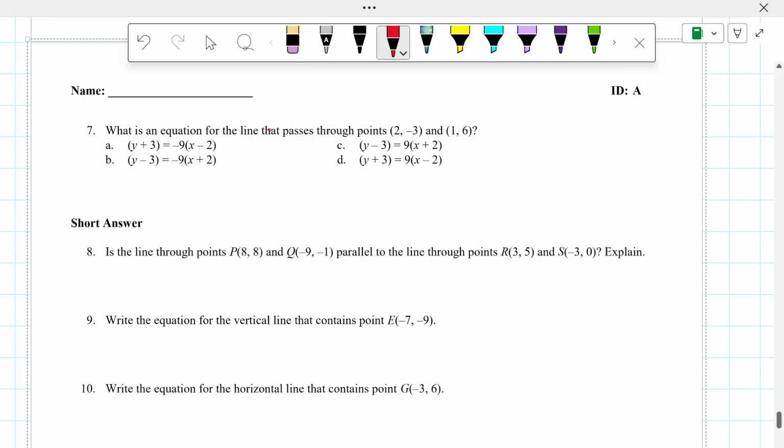Number 7, equation for a line that passes through the points. So we need the slope first. Our m is equal to our y sub 2 minus our y sub 1 over x sub 2 minus x sub 1. So 6 minus negative 3 is 9. 1 minus 2 is negative 1. That makes our slope negative 9.